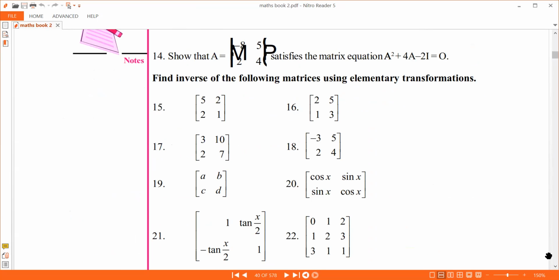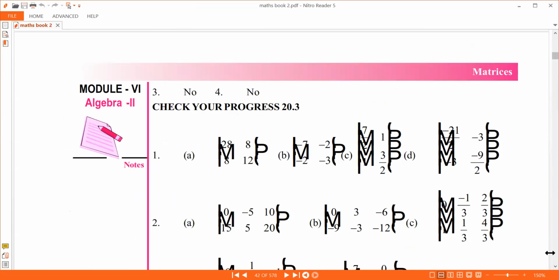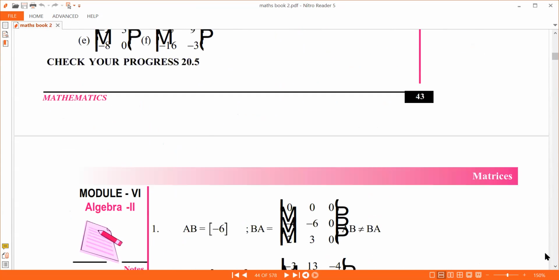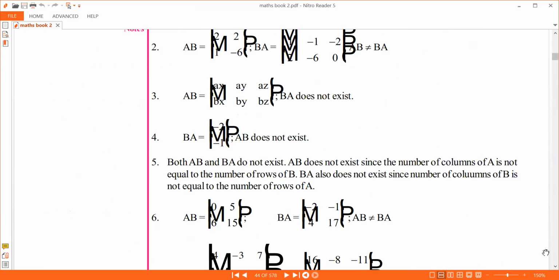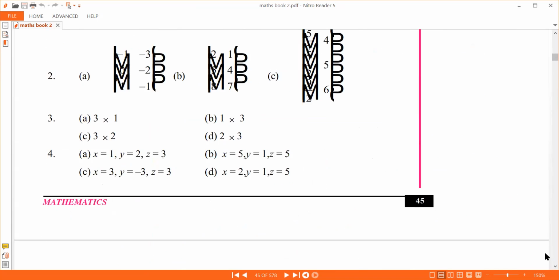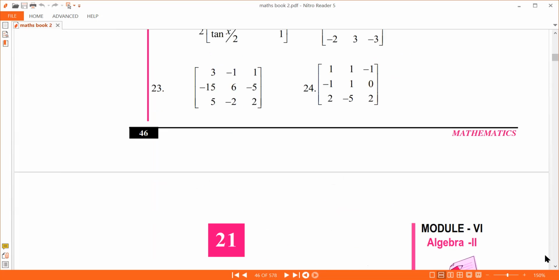So you have a lot of exercise here. You can find the inverses if you wish. Okay, we have some answers over here. Terminal exercise, you can give a try, these matrices, because it is possible.